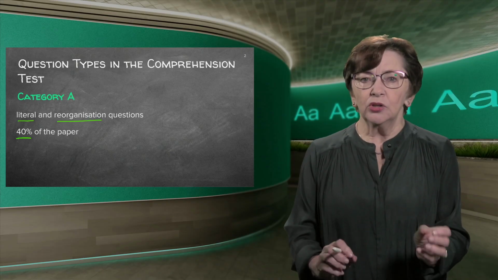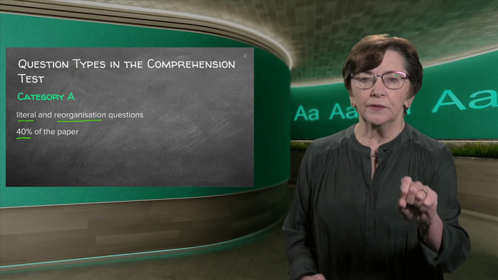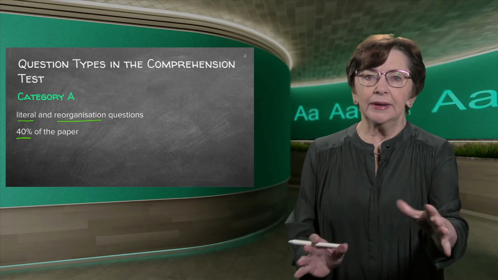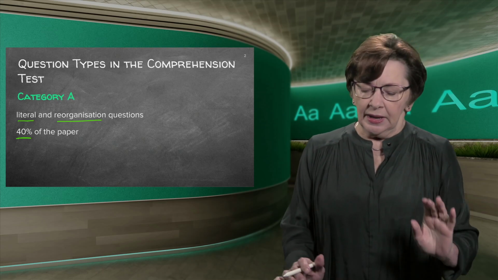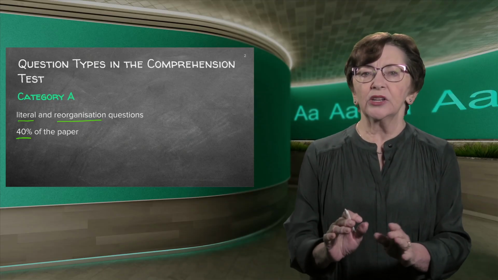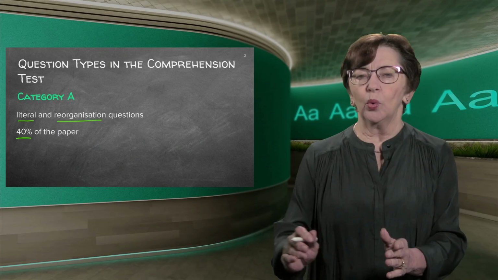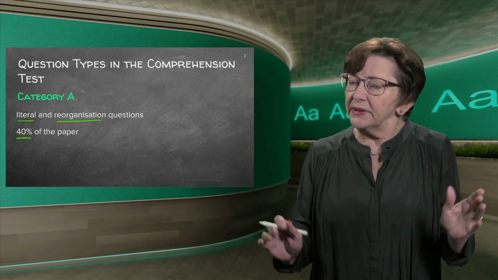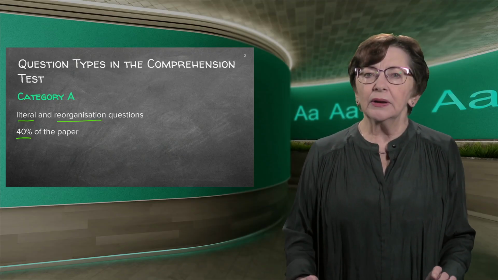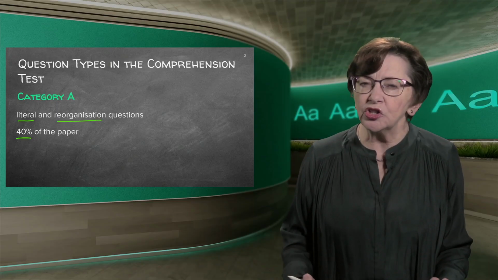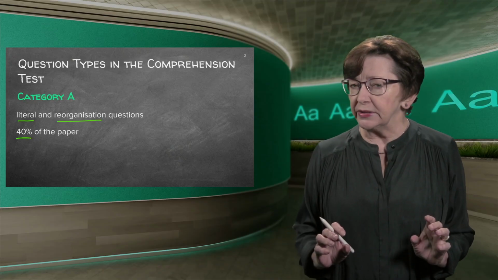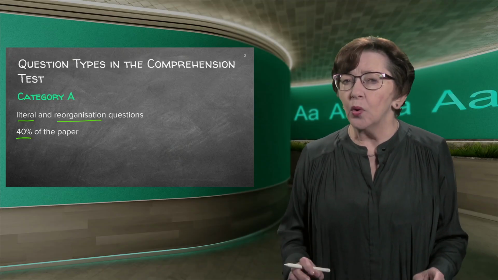So the literal is you literally just have to go and get the answer somewhere from a certain paragraph. It's clear, it's there. To reorganize just means to list that or to put it in an order of importance, for instance, but it's there. You can just go and fetch it. So category A are sort of your easier questions, and you're going to find them towards the beginning of your comprehension test. However, a word of caution.